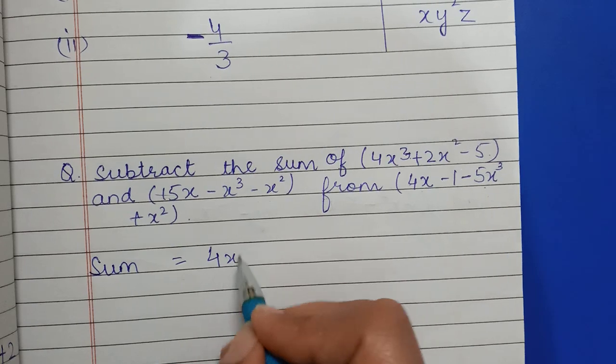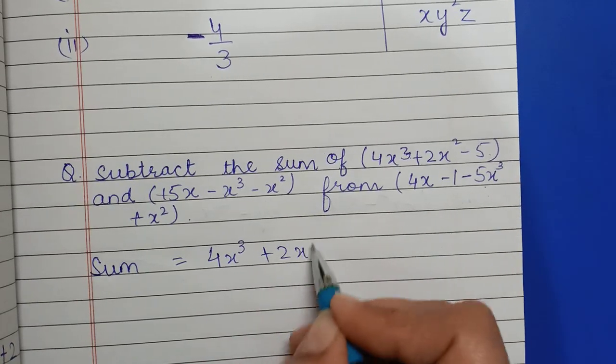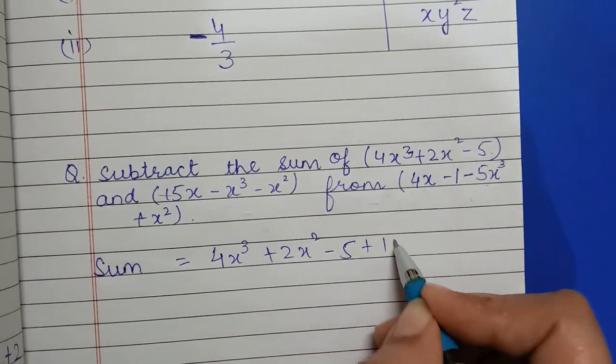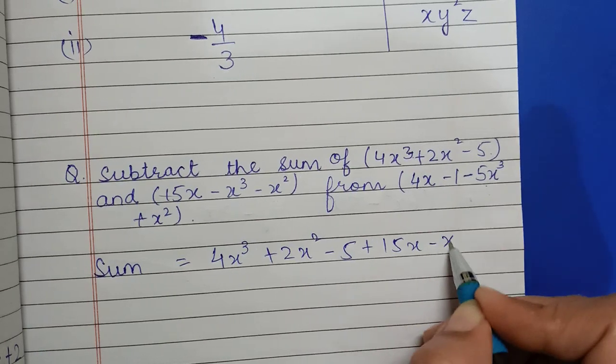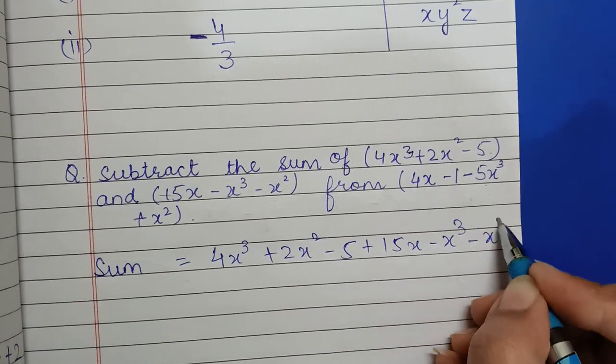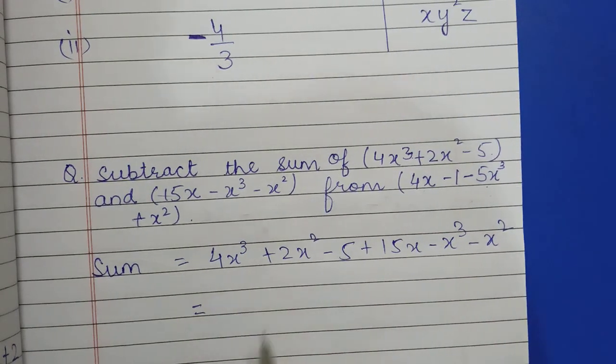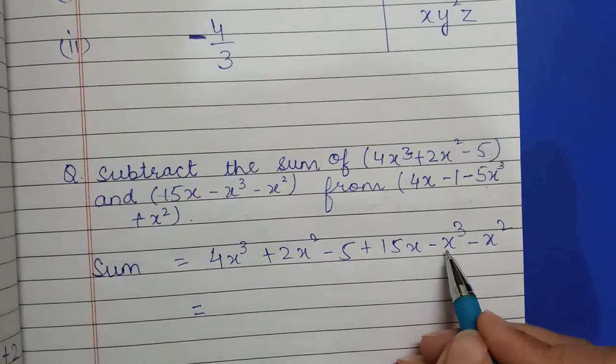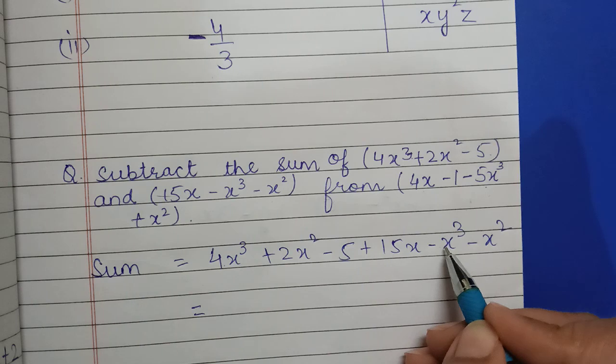So we will write 4x cube plus 2x square minus 5 plus 15x minus x power 3 minus x square. That is equal to, solve it, 4x cube minus x cube, the like terms can be solved together. This is also x cube, this is also x cube, they are like terms and they can be solved.